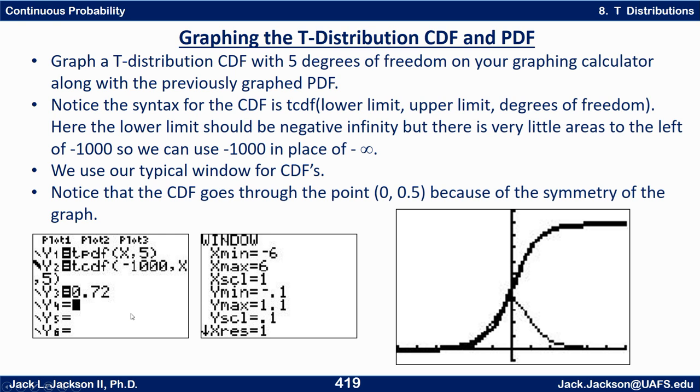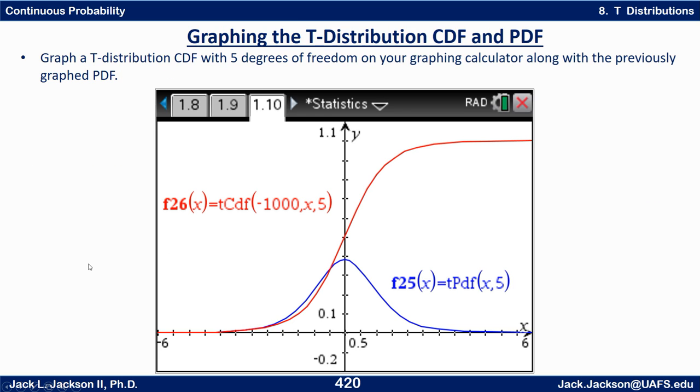And that Y3 I shouldn't have. That's a horizontal line I don't need. And so I have graphed this. Say there's the window I graphed it on. And you can see that there's the TCDF. Looks a lot like a normal CDF, of course, standard normal. And there's the TPDF down there. Here are both of them graphed together.